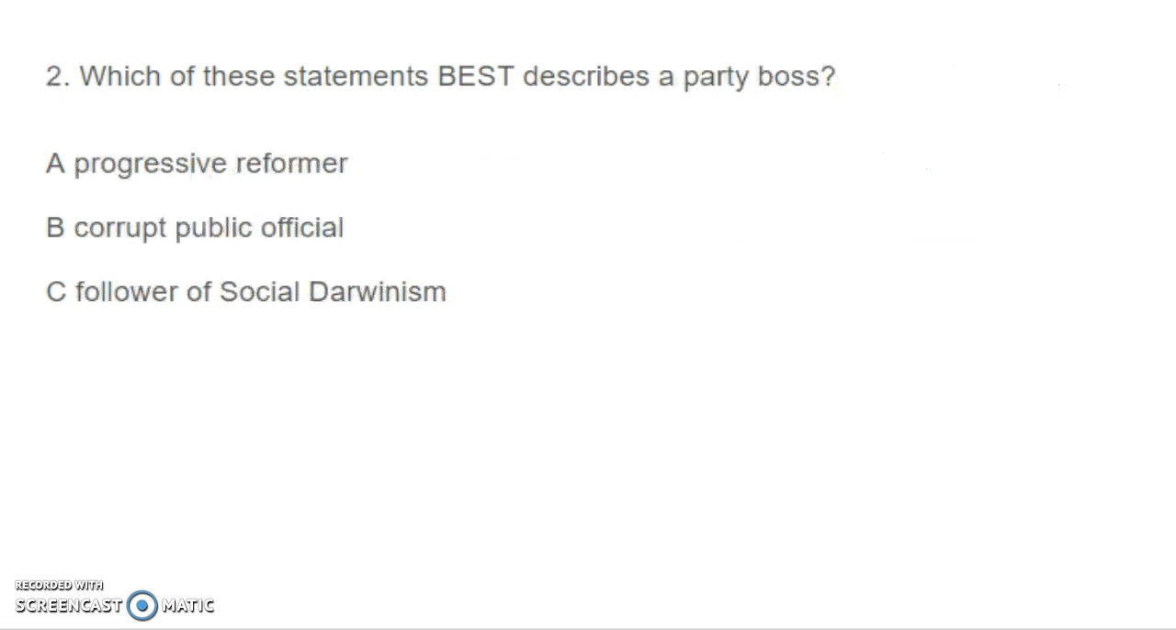Number two, which of these statements best describes a party boss? A, progressive reformer. B, corrupt public official. C, follower of social Darwinism.